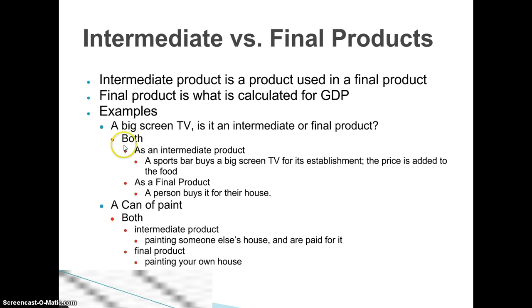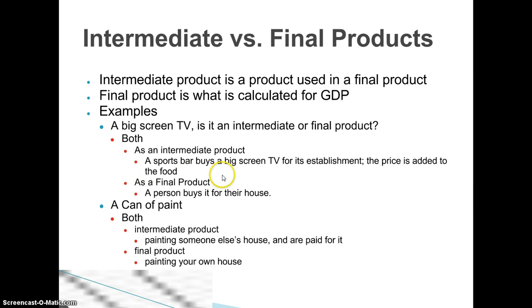First, a big screen TV. Is it an intermediate or final product? Well, it's both. It can be used as an intermediate product if, say, you were to use it in a sports bar. If I'm running a sports bar, I'm going to buy the big screen TV and put it up in my sports bar so the people can come in and watch sports, but they're also buying alcohol or chips, onion rings, cheese sticks, whatever you happen to be wanting that day, and then watching a game.